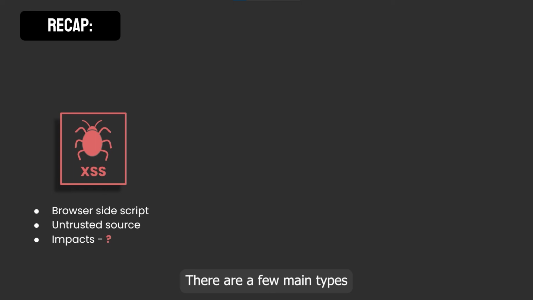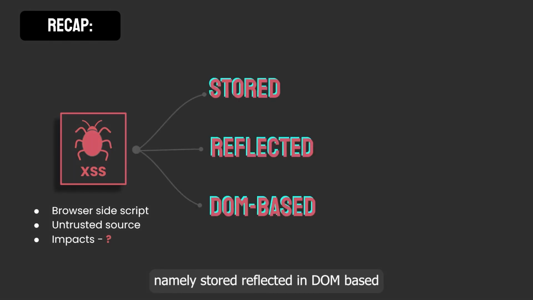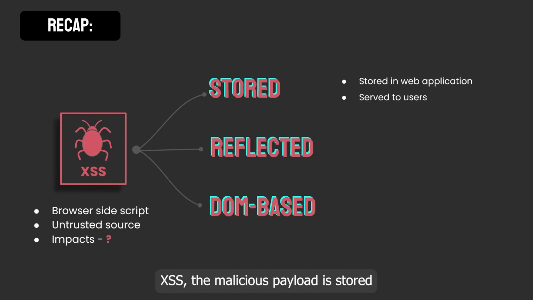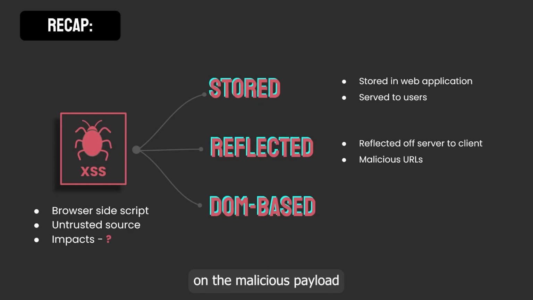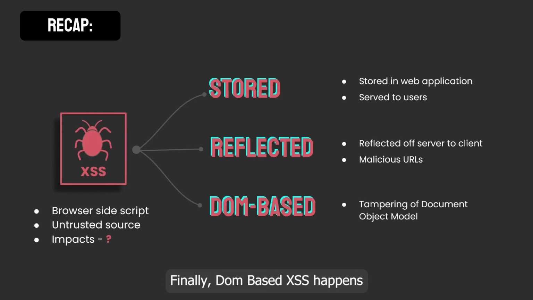There are a few main types of cross-site scripting, namely stored, reflected and DOM-based XSS. The main difference between them is that for stored XSS, the malicious payload is stored somewhere on the web application, and it is served every time the user requests for that specific thing. Reflected XSS on the other hand relies on the malicious payload being sent to the web application and reflected back onto the victim's browser, often through the use of a URL. Finally, DOM-based XSS happens when input is allowed to contaminate the DOM, causing malicious JavaScript to be run.